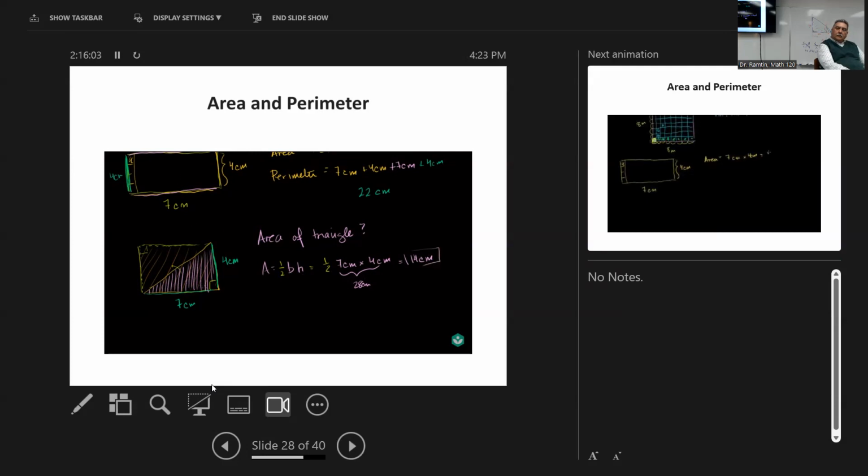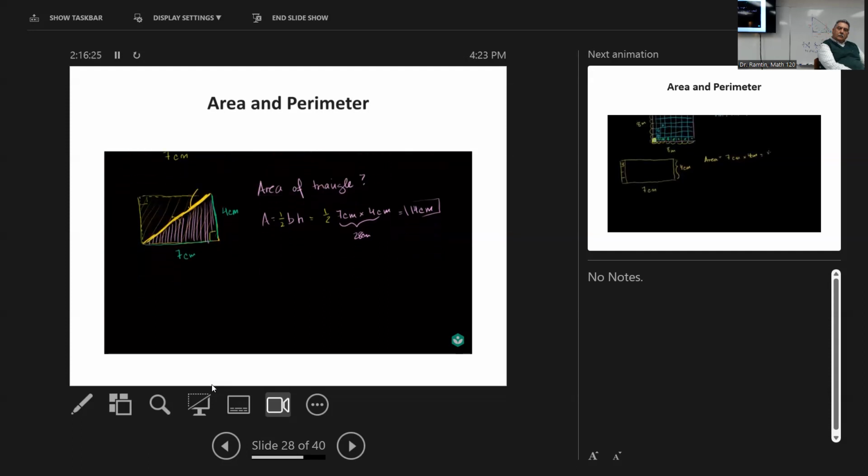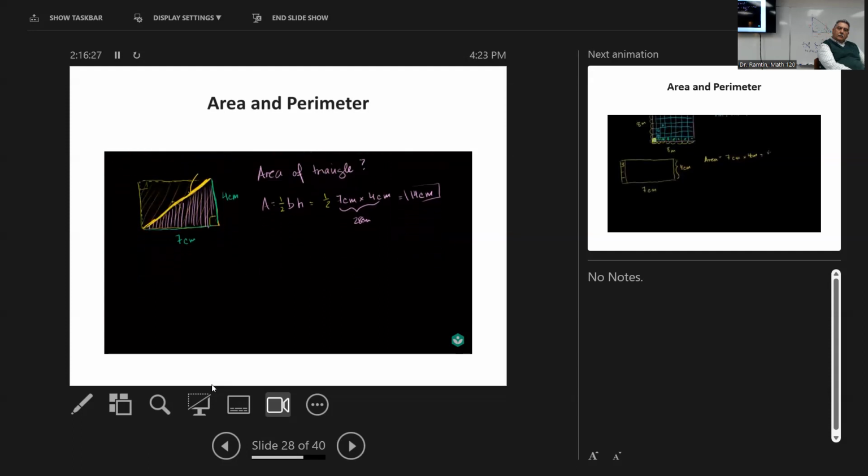Now, the perimeter of this triangle becomes a little bit more complicated, because figuring out this distance right there isn't the easiest thing in the world. Well, it will be easy for you once you get exposed to the Pythagorean theorem. But I'm going to skip that right now. I'm going to leave that for the Pythagorean theorem video. Let me just give you one more area of a triangle.